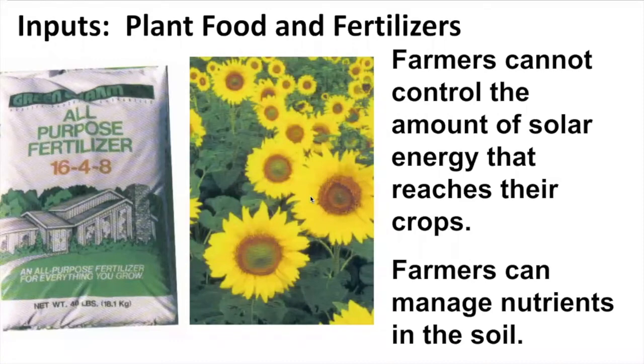Well, first thing we want to do is do some inputs. We're going to do some fertilizer. Sometimes we call it plant food. It says farmers cannot control the amount of solar energy. We can't lengthen the day. The orbit around the sun and the position of the earth can change the day.